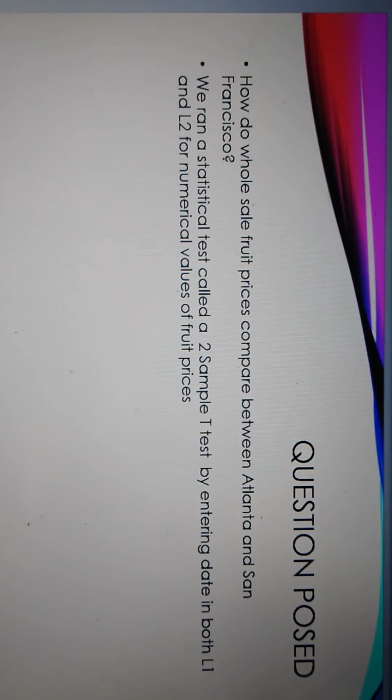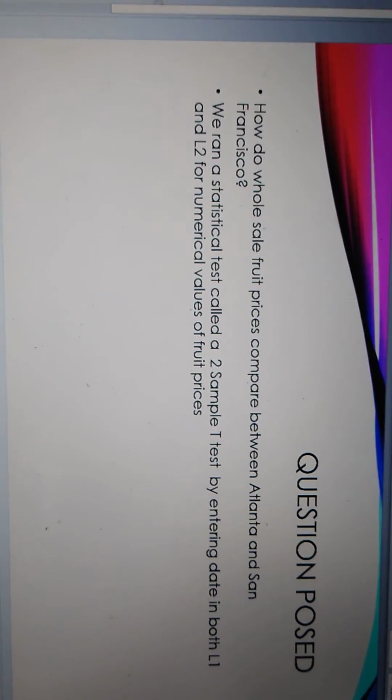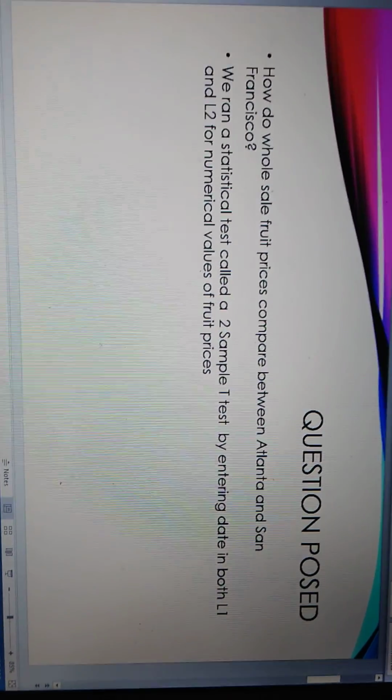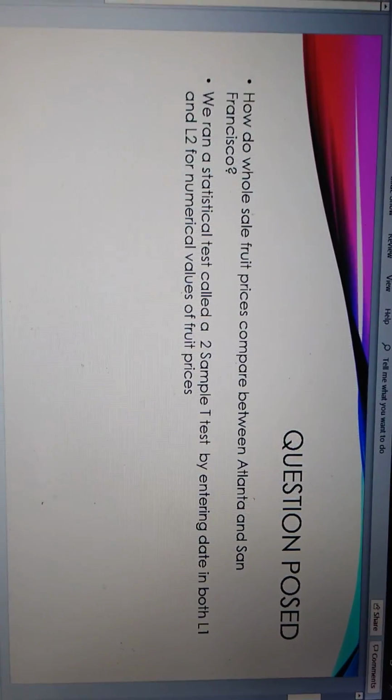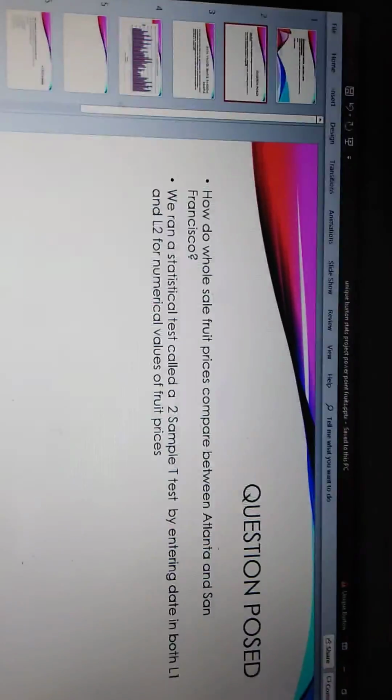So with that being said, the question I pose is, how do wholesale fruit prices compare between Atlanta and San Francisco? I ran a statistical test called a 2-sample t-test by entering both the values for San Francisco again in L1 and Atlanta in L2, the numerical value of those fruit prices.